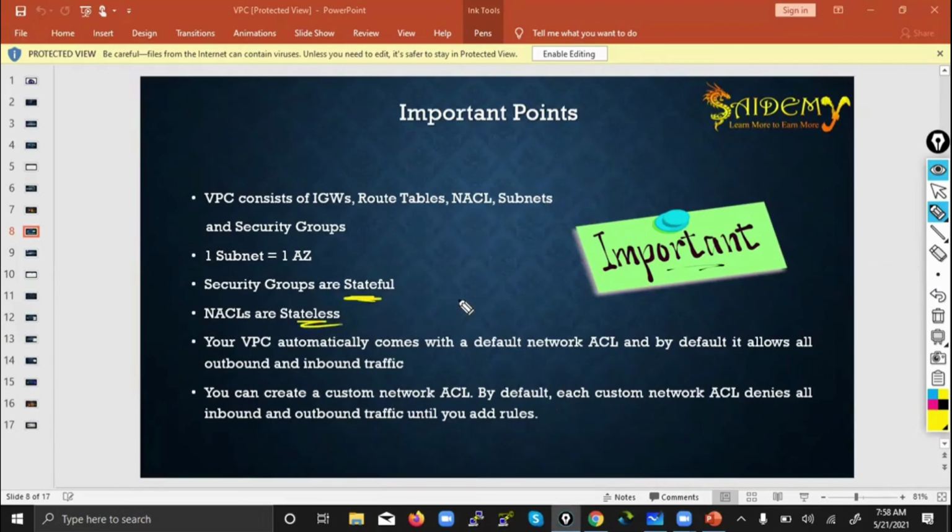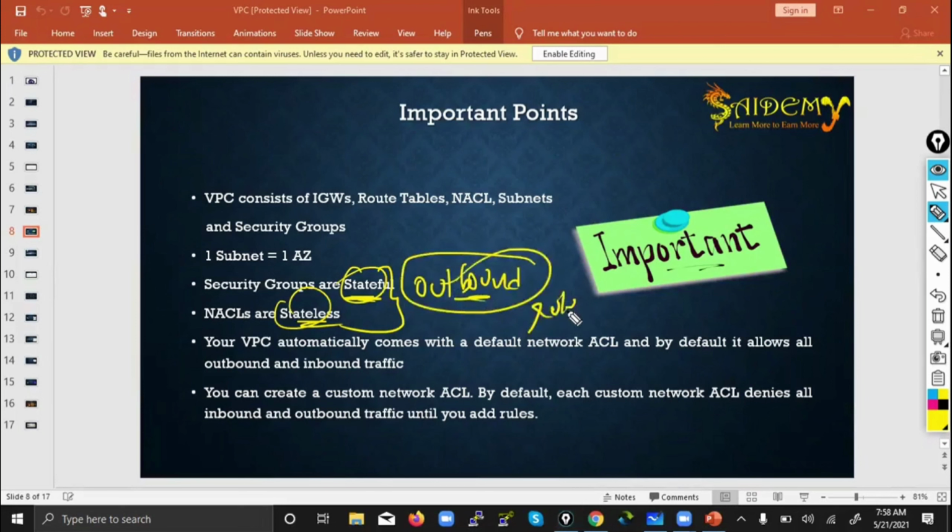How will you remember? That is up to you. I have explained the concept. I have explained the reason also. So whenever anyone asks about stateful or stateless, we just compare the things by taking the reference of outbound rules. That's it. No need to bring inbound into the answer.